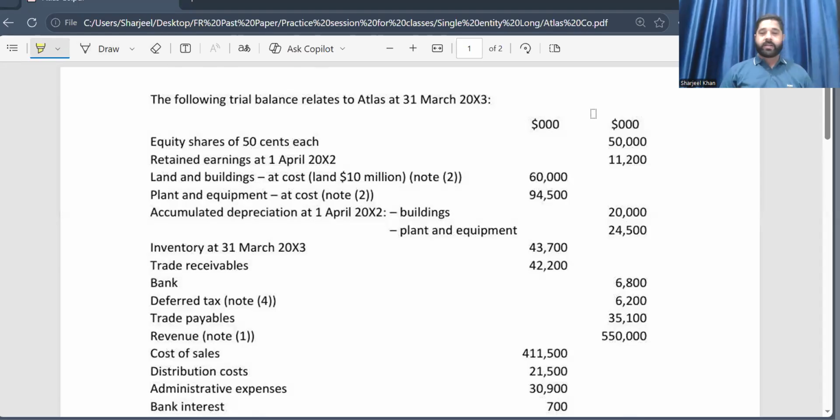Okay, students, so let's start our today's live session. In today's live session, we are going to practice a long question on single entity financial statement. The approach for the preparation of single entity financial statement will be same just like the previous session.